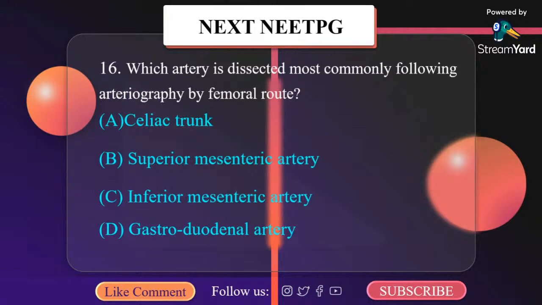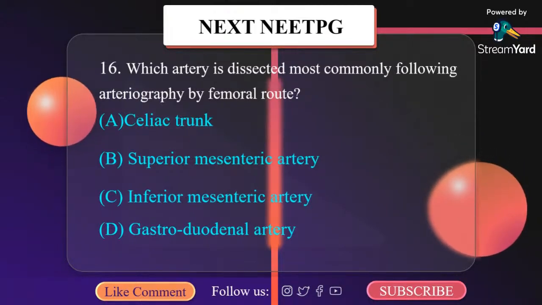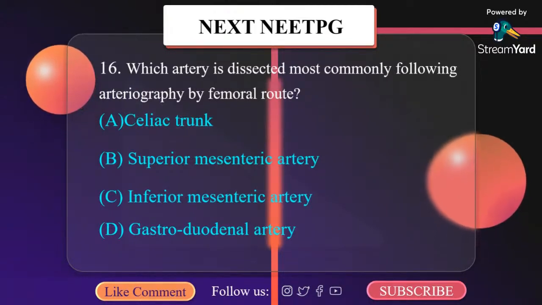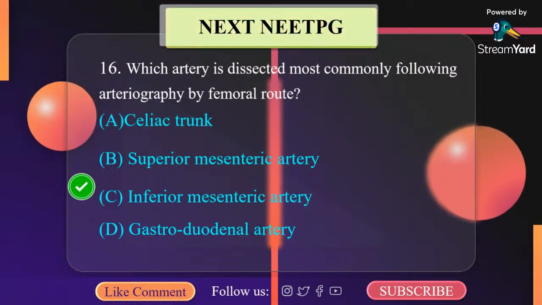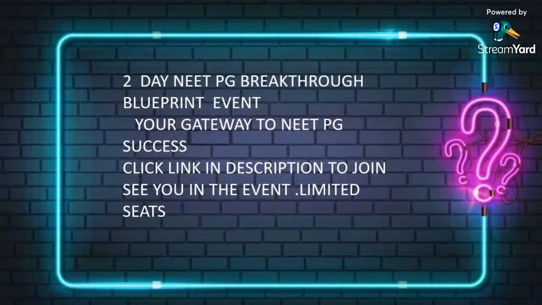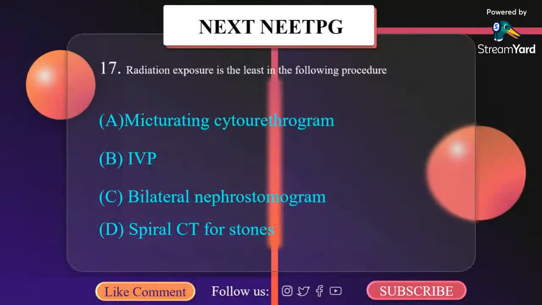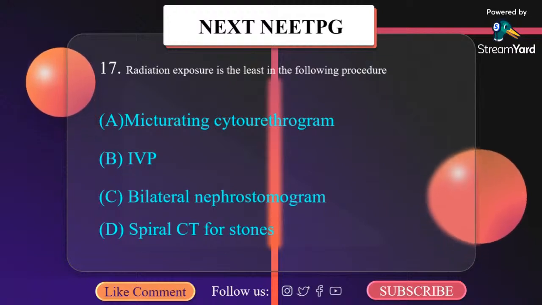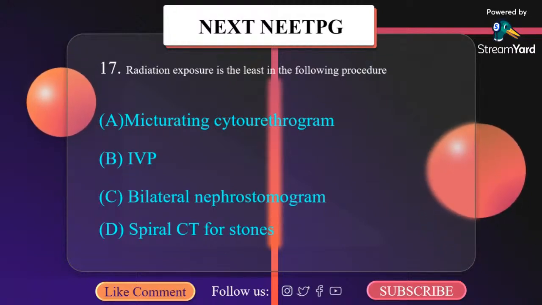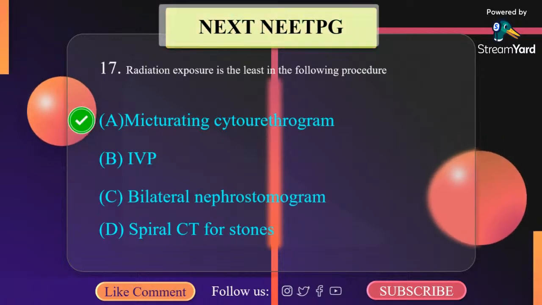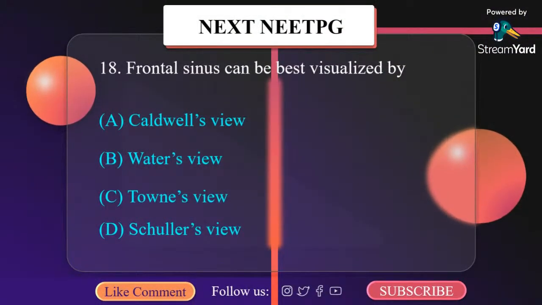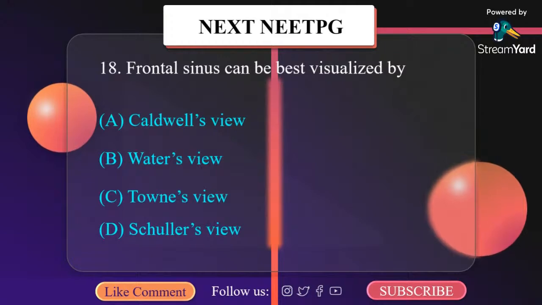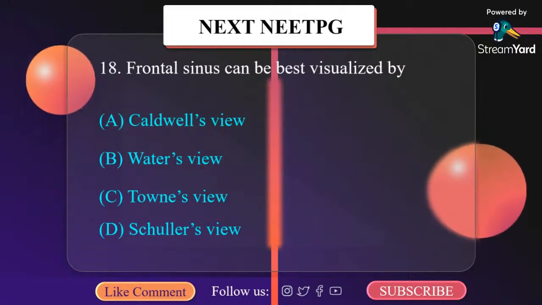Which artery is dissected most commonly following arteriography by femoral route? A. Celiac trunk, B. Superior mesenteric artery, C. Inferior mesenteric artery, D. Gastroduodenal artery. It is inferior mesenteric artery. Radiation exposure is least in the following procedure: A. Micturating cystourethrogram, B. IVP, C. Bilateral nephrostogram, D. Spinal CT. It is least in micturating cystourethrogram. Frontal sinus can be best visualized by A. Caldwell's view, B. Waters' view, C. Towne's view, D. Schuller's view. It is Caldwell's view.